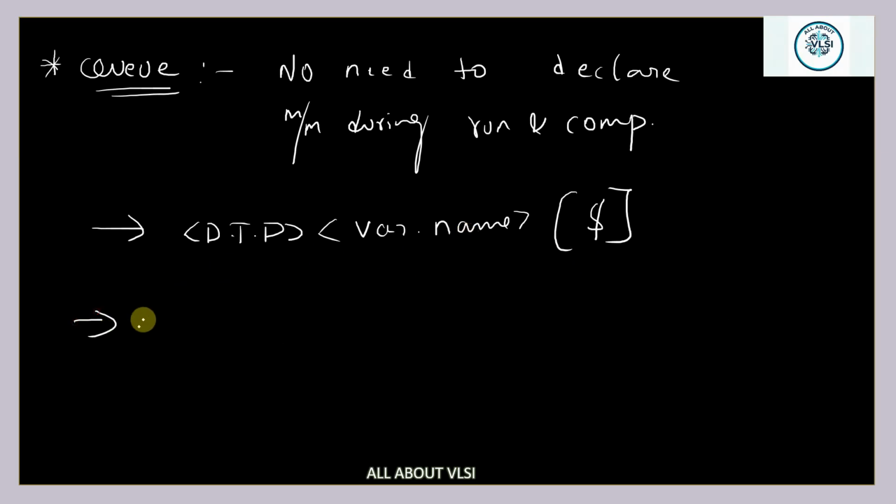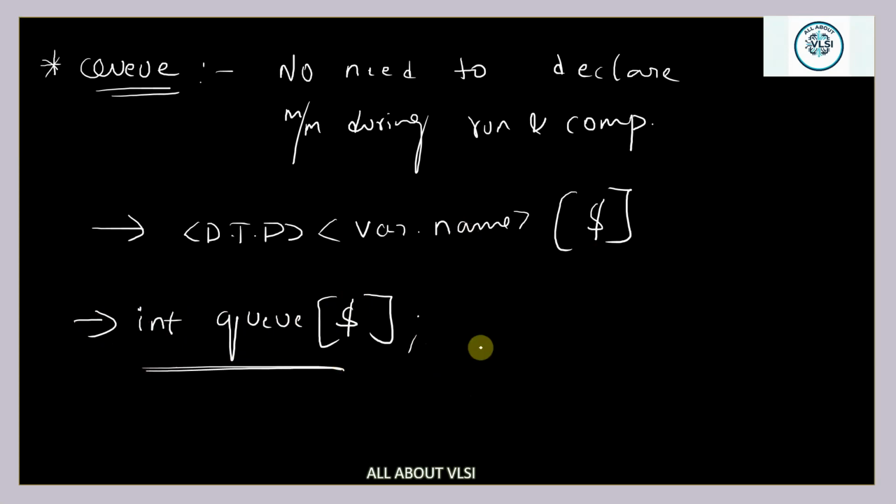Okay, for example, if I'm going to have int queue with a dollar symbol, then it's just a simple queue. And what is the size of the queue? How many locations are created? No locations are created. Okay. Then when is memory allocated for this queue? Whenever you have entered any element, then automatically a memory allocation will happen for this particular queue.